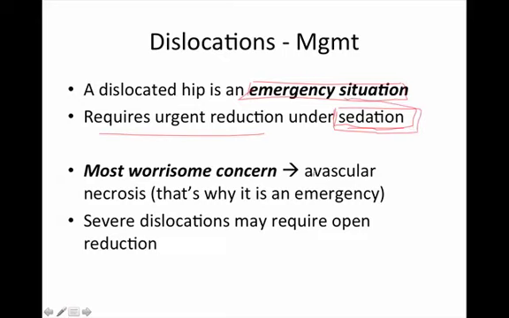Okay, what's the most worrisome concern? Avascular necrosis, just like that scaphoid fracture. That's why, on top of sciatic nerve damage, this is also an emergency. Okay, now if it's a severe dislocation, if they were in, for example, a major car accident, it may require open reduction. We might have to cut them open and do this in an open fashion as opposed to just traction and counter traction.